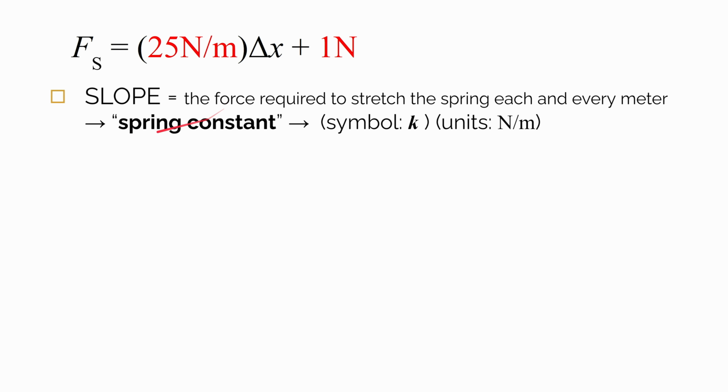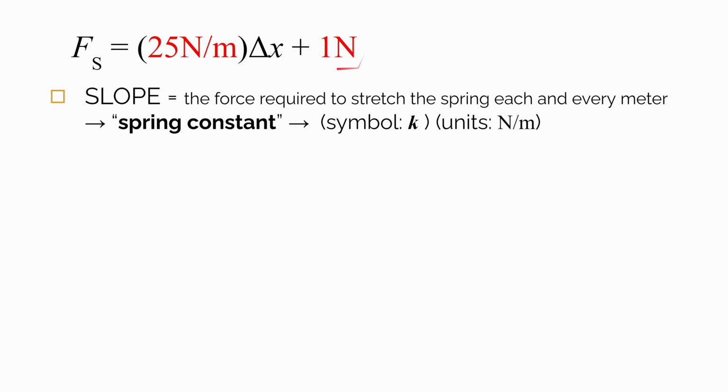In physics, we use the term spring constant to mean just this, the force required to stretch the spring for each and every meter. So the slope of our line was the spring constant of your spring. We use the symbol lowercase k to represent the spring constant, and the units are the units of our slope, which are newtons for each and every meter.